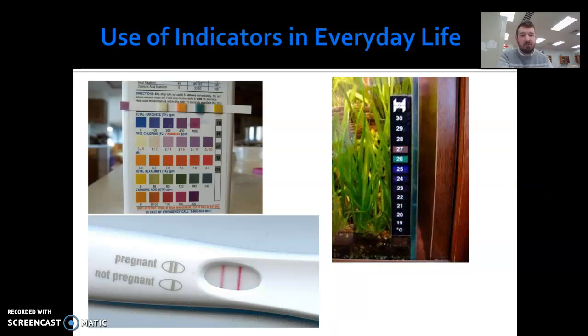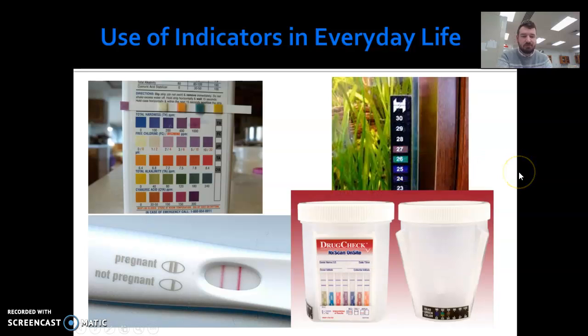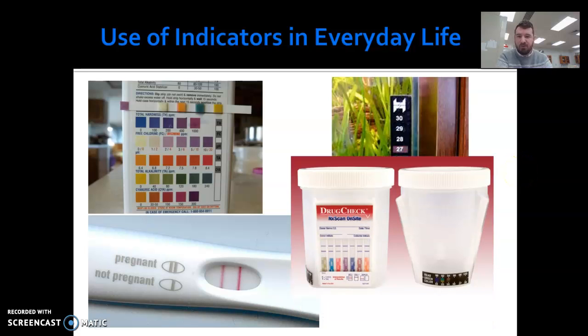If you have a fish tank at home, you can have the sticker on the side that the numbers will change color depending on the temperature inside your fish tank. This is usually temperatures in degrees Celsius. All right, drug tests we had already talked about. I think this is testing water.